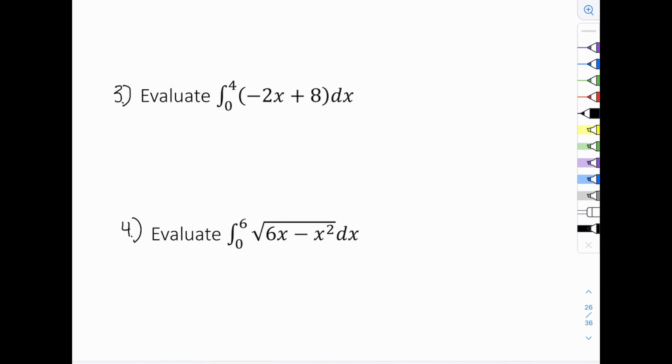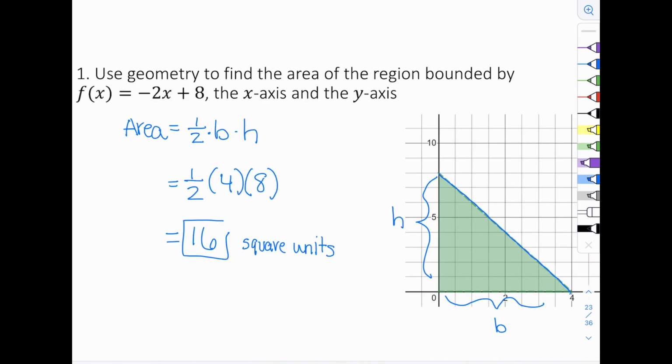For these last two examples in this section, I don't want us to use any of the integration rules. I want you to just recognize that the integral is just trying to find the area under the curve. These are curves that we actually saw in our first two examples. So let's look back at those. Here we were looking at negative 2x plus 8 as the function between the x and y axis.